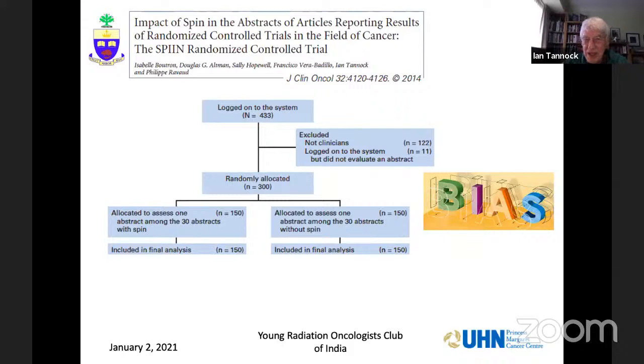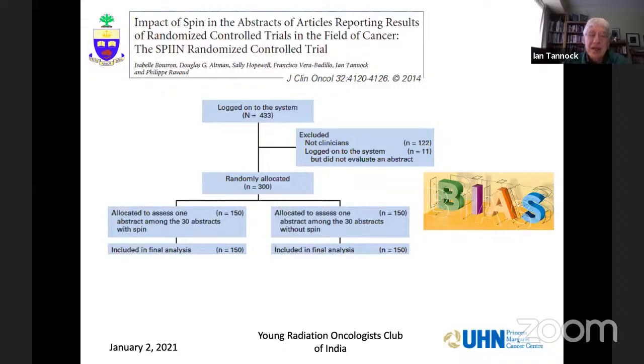And there is actually a study which I played a relatively minor part in. It was led by a French group, by Isabelle Boutron, that actually looked at the impact of spin in abstracts of articles reporting the results of randomized trials. So what we did in this study was to select 30 abstracts from the literature, all major cancer randomized trial papers, that we judged were reported with spin or bias. Spin is a political word. Politicians use it all the time to make things look different to what they are. And then we rewrote those abstracts, keeping the data the same, but rewrote them without spin.